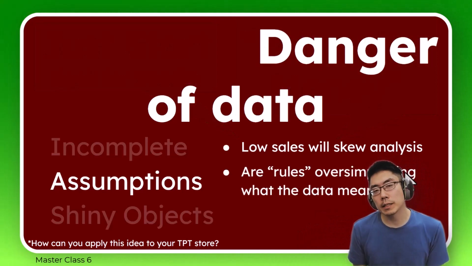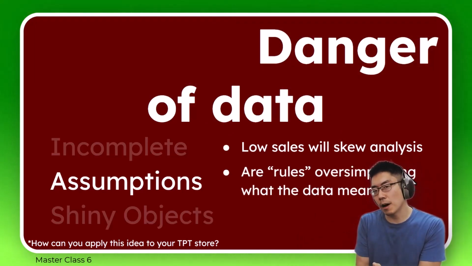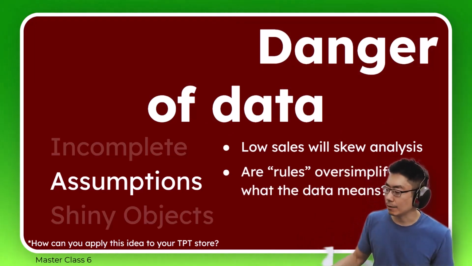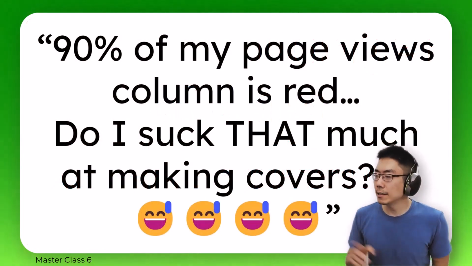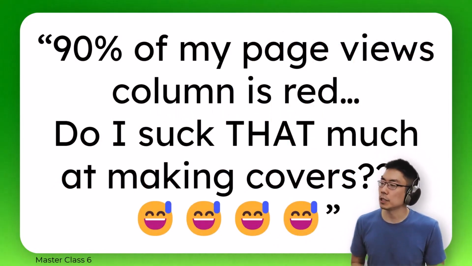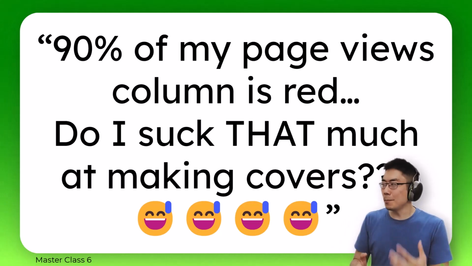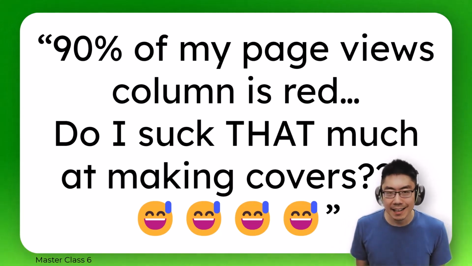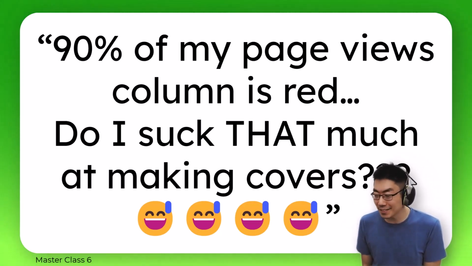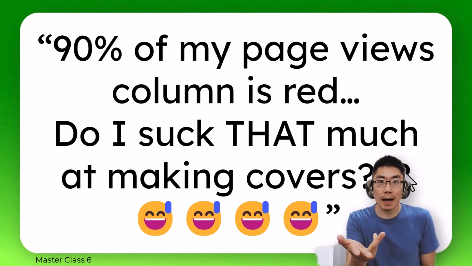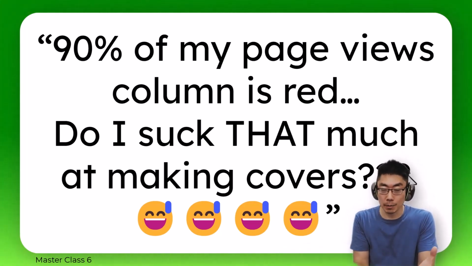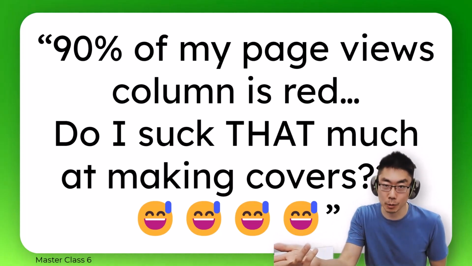So now the question is, are rules oversimplifying the way that we look at data, or what the data actually means? Here's a comment that someone left with the first version of the free seller tool. 90% of my page views column is red. Do I suck that much at making covers? No. I mean, yes, maybe. I haven't seen your covers. Maybe they do suck. They probably don't, because the rest of your columns were green, you said.